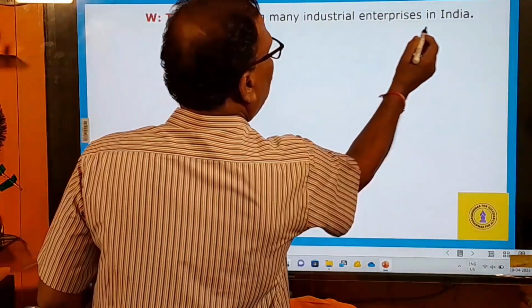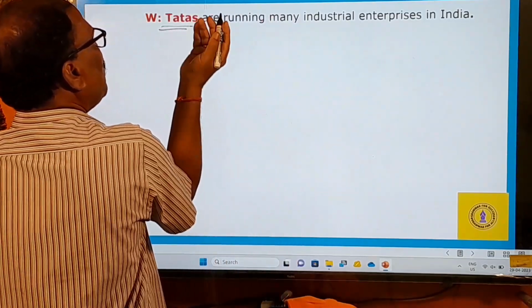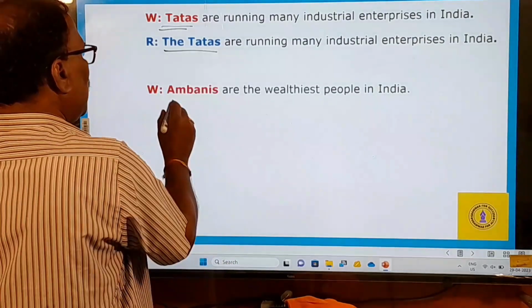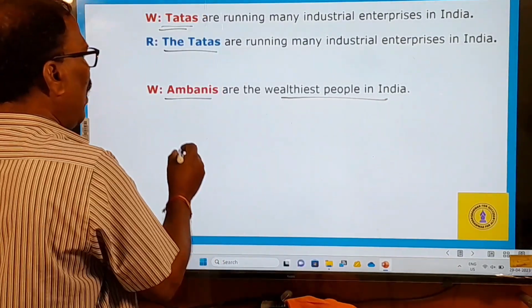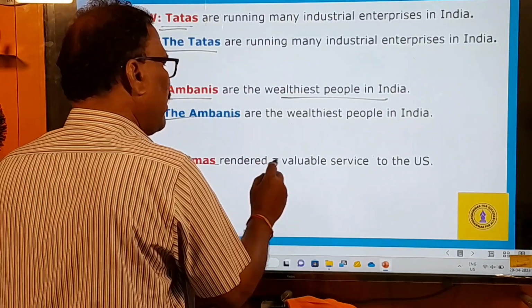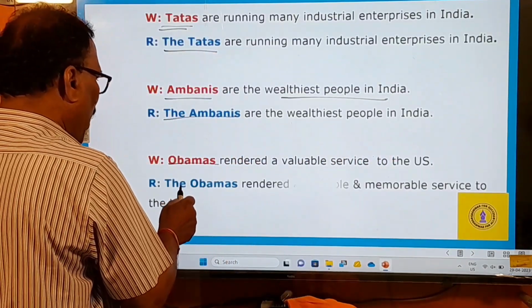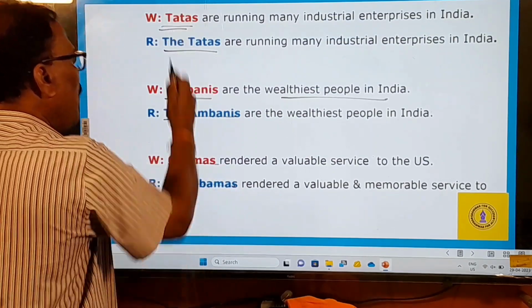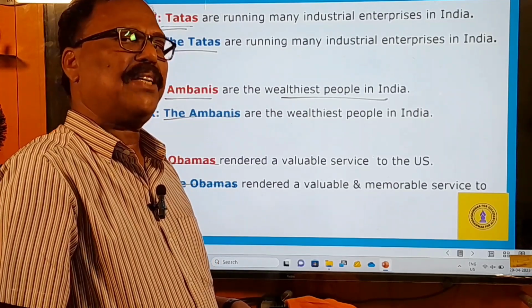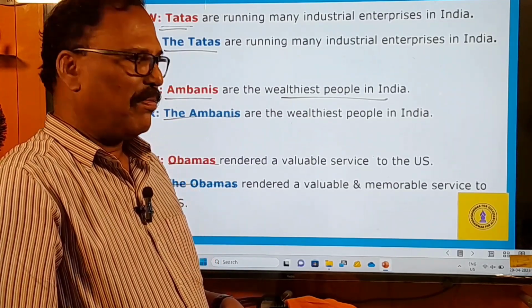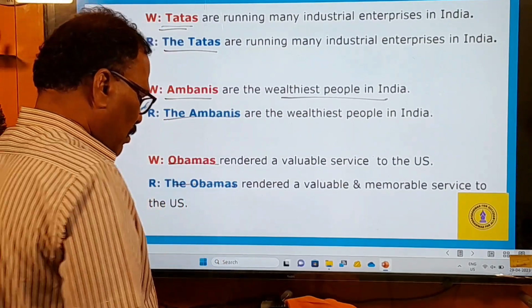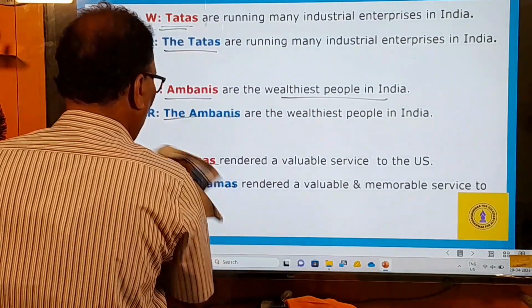Tatas are running many industrial enterprises in India. Don't simply say Tatas. You have to say the Tatas are running many industrial enterprises in India. And then the Ambanis are the wealthiest people in India. Okay, the Ambanis. Then the Obamas rendered a valuable service to the US. The Obamas. So in this way, before the names of great families, of great people, we have to use the definite article.